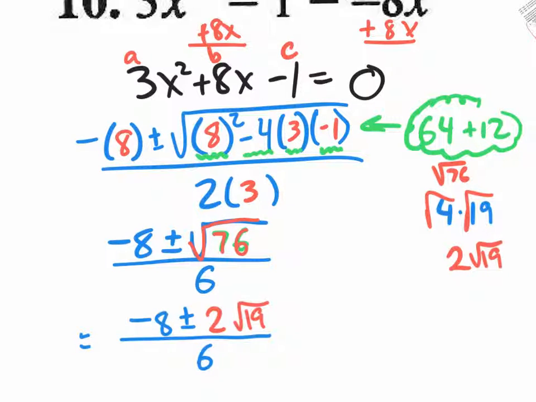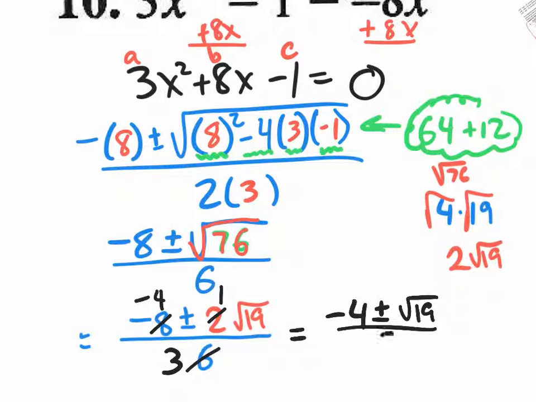So the question is, could you do anything else here? Yes, you could reduce by 2. That's exactly right. So the 8 divided by 2 is 4, and it's negative. The 2 divided by 2 is going to be a 1. You don't have to write it. The 6 divided by 2 is a 3. So your final answer is negative 4 plus or minus 1 square root of 19, all divided by 3.